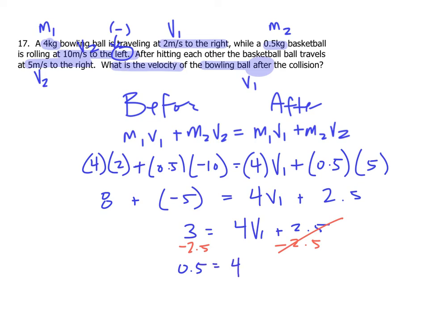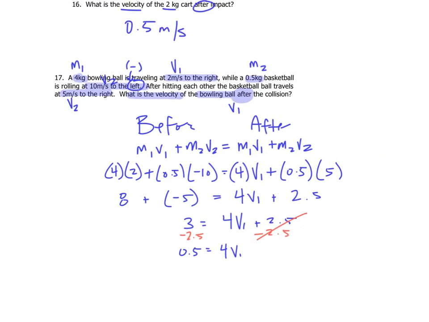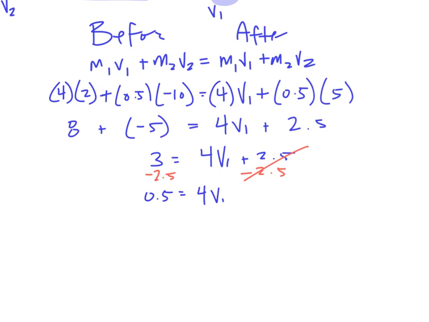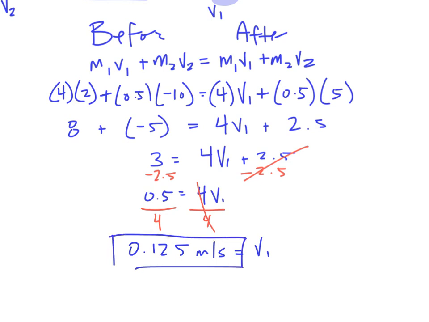Equals 4v1. And to get v1 by itself, I need to divide by 4, because I need to do the opposite. These 4's cancel, and I've got 0.5 divided by 4, which is 0.125 meters per second. That is the velocity of the bowling ball after it collides with the basketball.